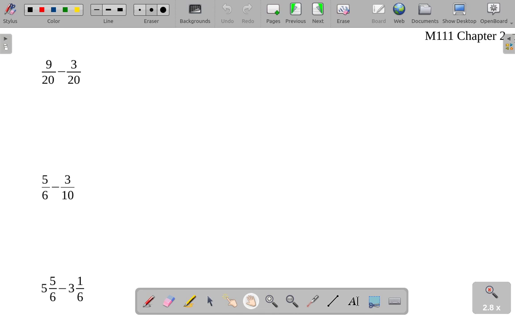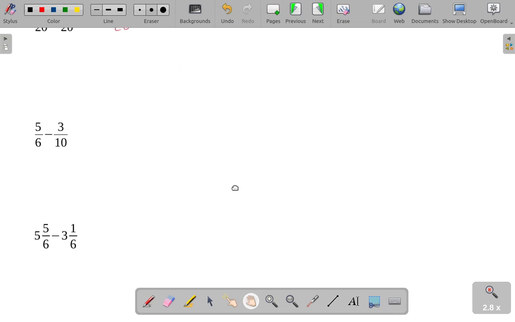Subtracting fractions is pretty much identical to adding fractions, so I'll just tack it on here at the end. If you have like fractions, you can just subtract their numerators. 9 minus 3 is 6. So this would be 6 over 20, and I reduce it, divide both the top and the bottom by 2, rather. We get 3/10.